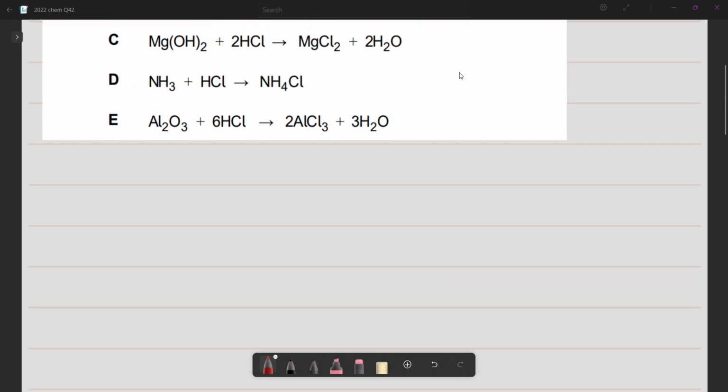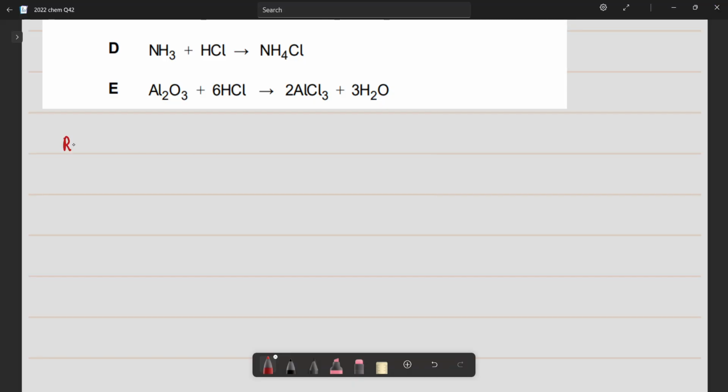So first of all, what is a redox reaction? The basic definition is, first we must know the full form. The red stands for reduction and ox stands for oxidation. Basically, a redox reaction is a transfer of electrons, e minus, between the species.